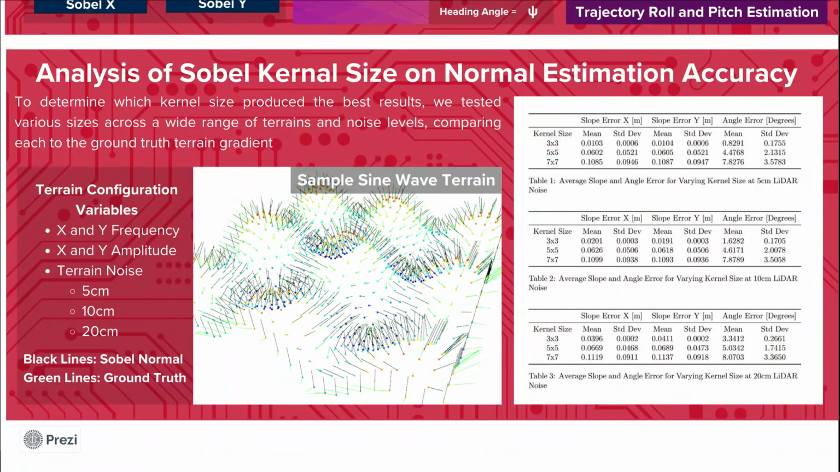However, in order to actually get accurate results from this method, we wanted to figure out which kernel size had the most accurate results over a wide variety of terrains. To do this, we generated several sample terrains, all of which varied along the X and Y frequency, the amplitude, and with 3 different levels of terrain noise. By evaluating the error in the slope X and Y estimation, as well as the angle difference between the ground truth normal vector and the Sobel normal vector, we were able to determine that a 3x3 kernel provides the best result in all cases.